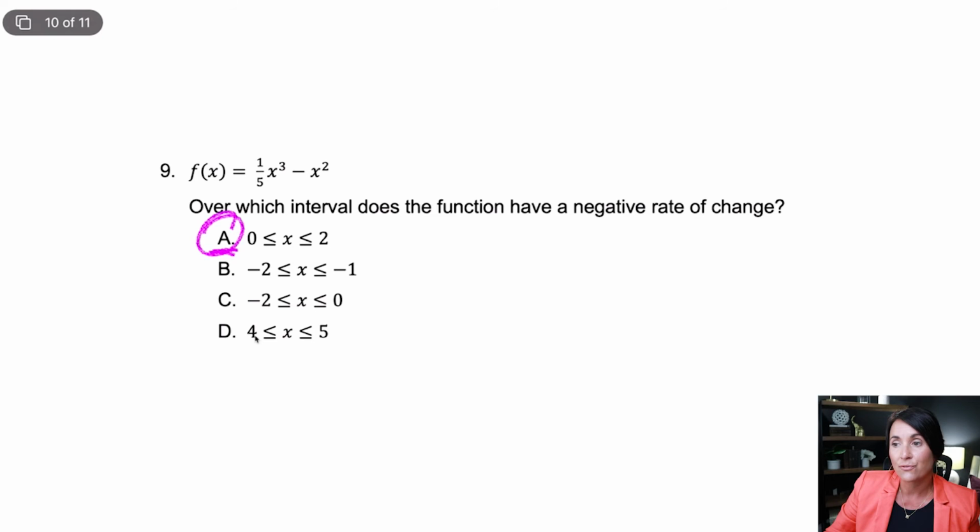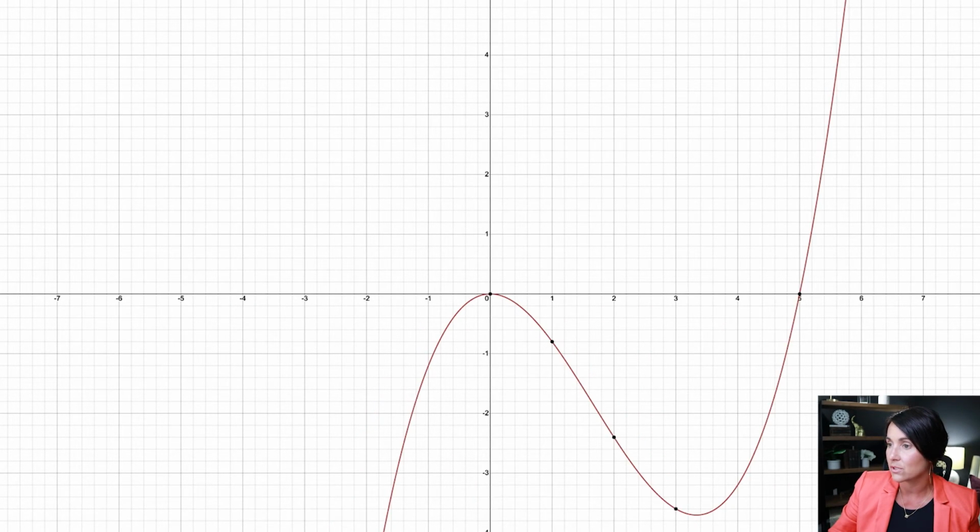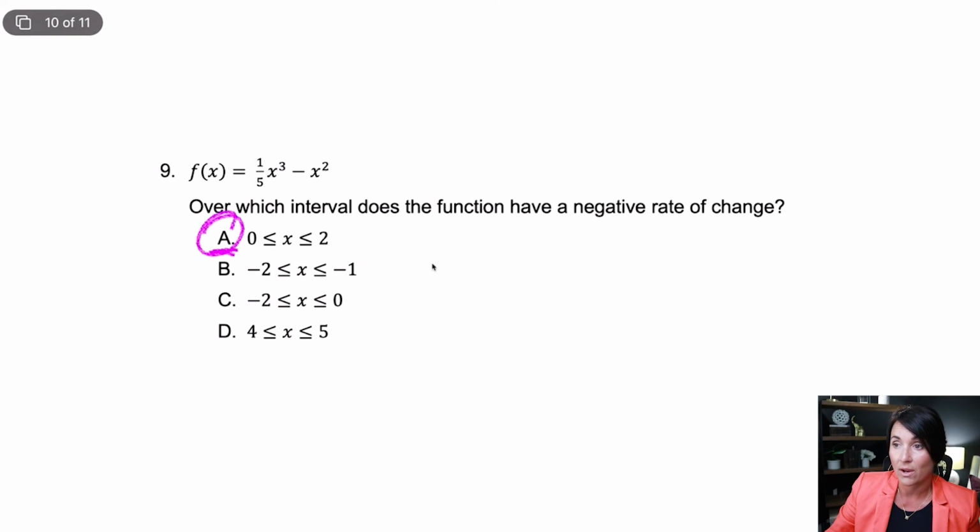X is greater than or equal to 4 and x is less than or equal to 5. Well, let's zoom out just a little bit. That would put us right in this range here, right in this area here. And what's happening to the slope? It's actually going up. So that would not be the answer. So let's go with our answer A.